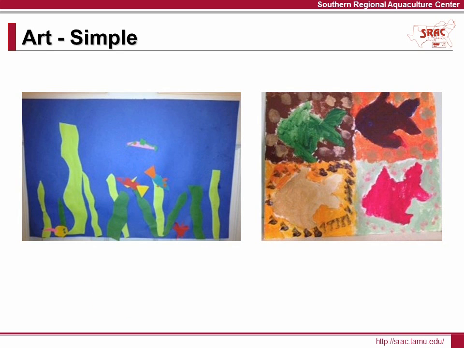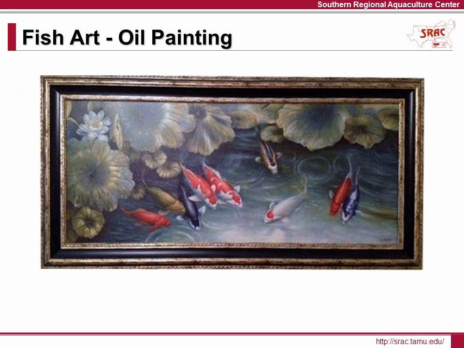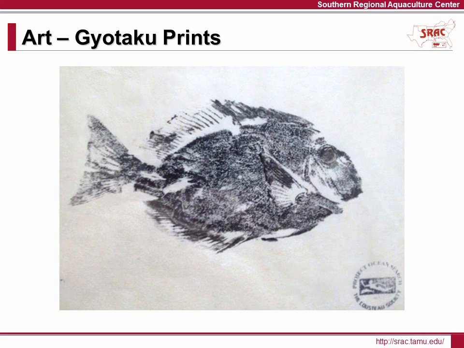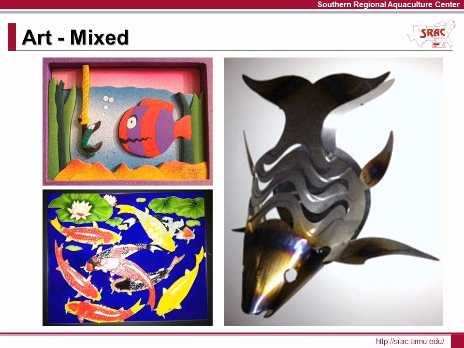And there's no shortage of art projects related to fish in the aquatic environment. They can range from simple aquaria made from paper to simple paintings, to more complex paintings like this oil painting, or even paintings using watercolors. The Japanese art of gyotaku, or fish prints, makes an excellent opportunity to study fish morphology. And other materials like wood, metal, and enamel also have potential.